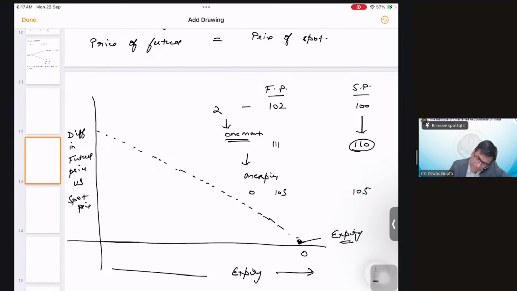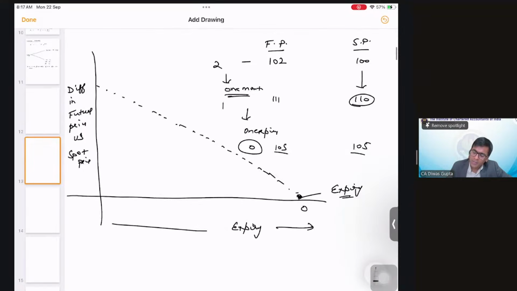It will be 105. Here the difference was 1, here the difference is 0. So can you see, the moment we approach the expiry, there is no difference between the future price and the spot price, right? Any questions till now, students? I would be very happy to take them up.